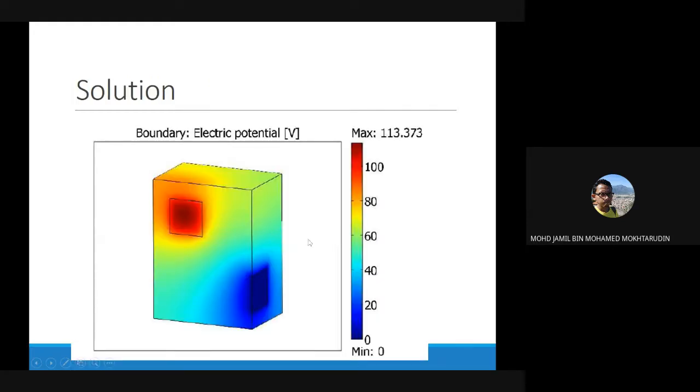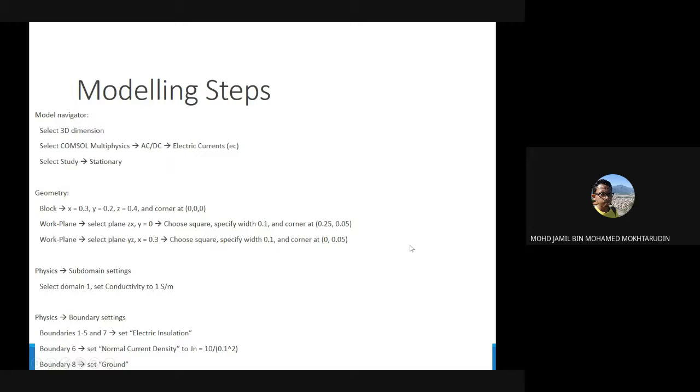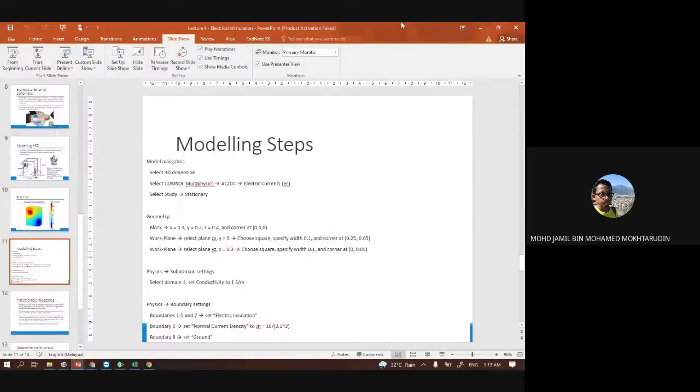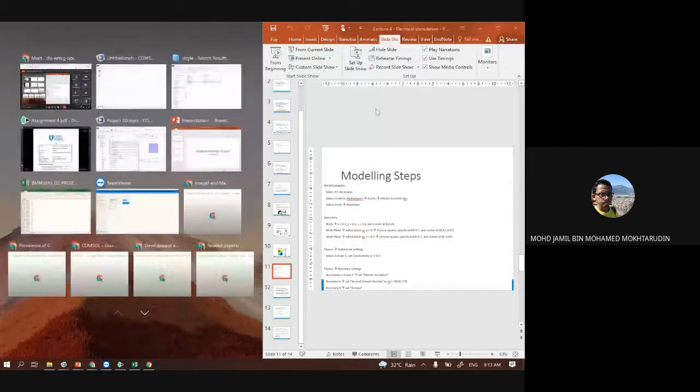After we simulate, we can get results like this. Obviously at the top electrode, the voltage is higher compared to the bottom electrode because it is grounded. But you can see that there are changes of voltage, so maybe the current is flowing from the top to the bottom. So this is the modeling step. If you have COMSOL, we can do this together. So let's do this using COMSOL.